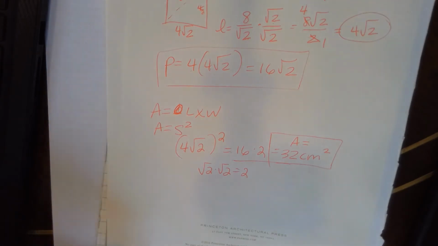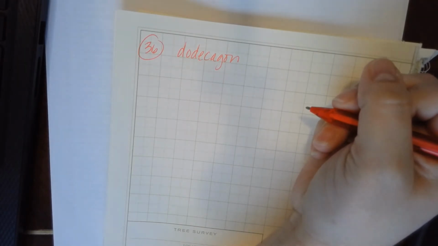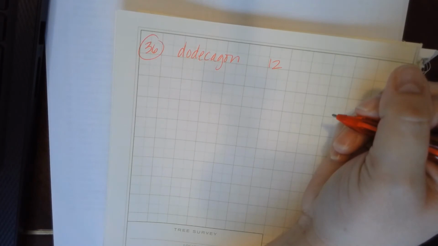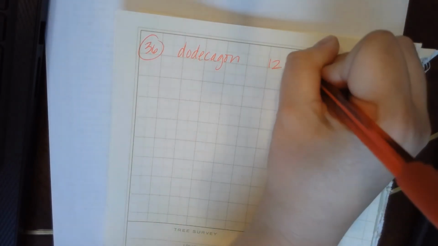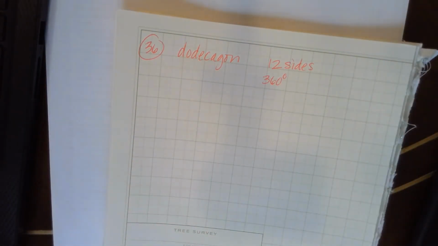We're almost done. So let me jump over to 36. All right, now this one, I'm kind of stupid. They're asking you about something called a dodecahedron. I'm probably saying that wrong, but I had to look it up. It's 12-sided, okay? And so what I know is that it has 12 sides and it's 360 degrees. Okay, I do know that because I looked it up.